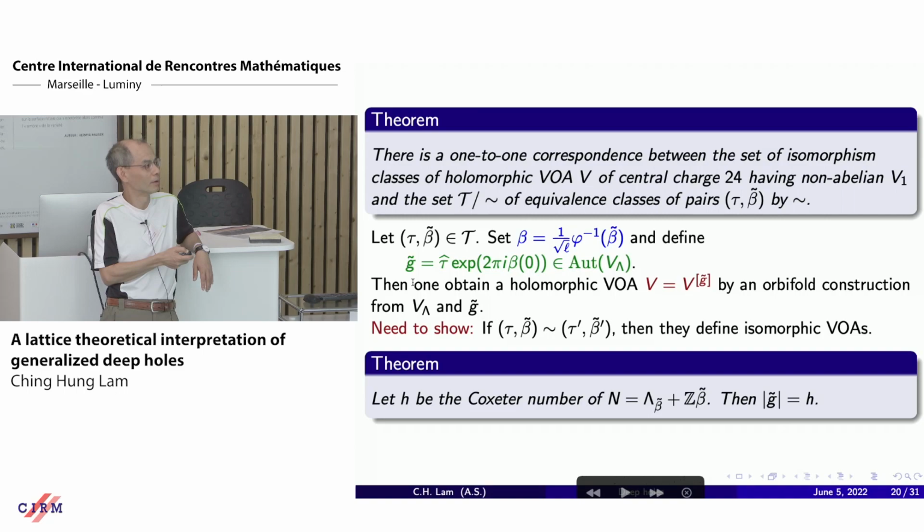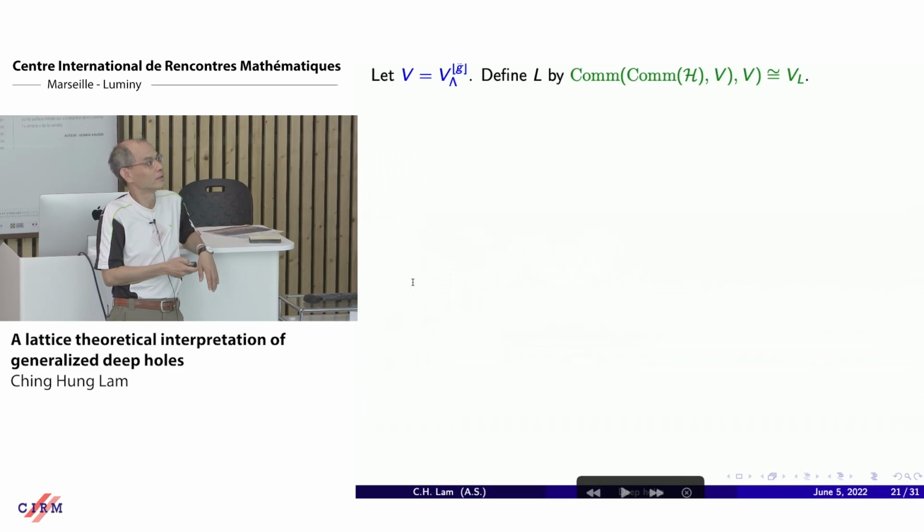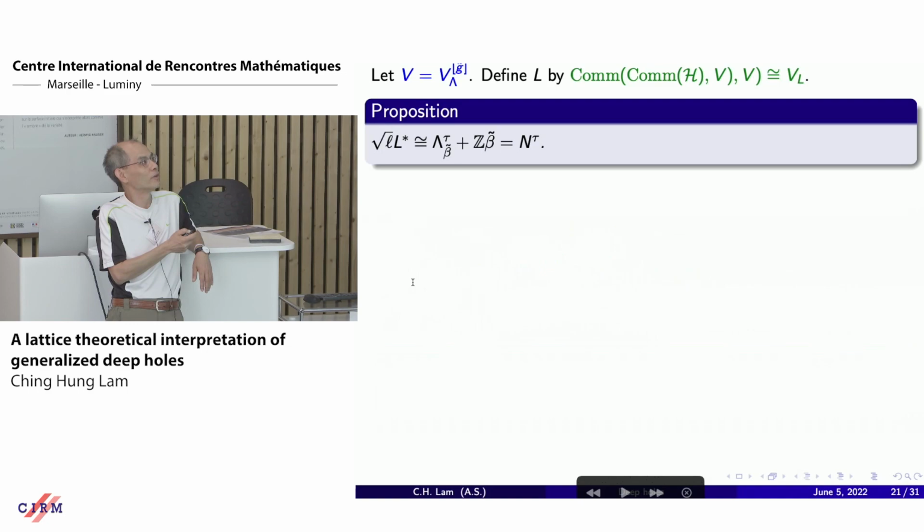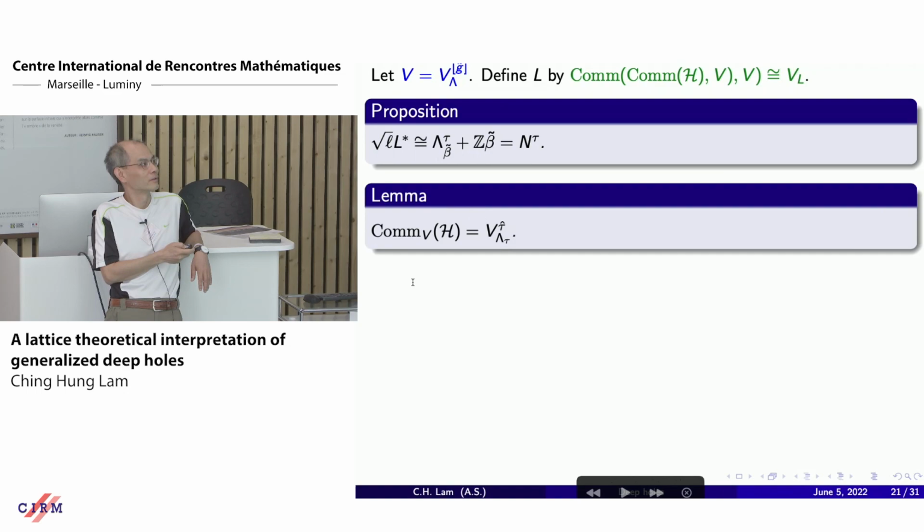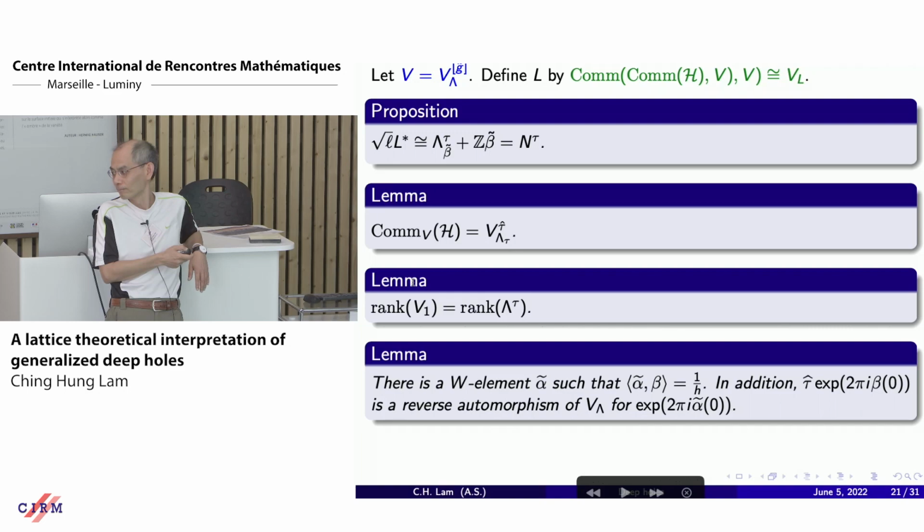For example, if h is the Coxeter number of my Niemeier lattice N, which comes from the deep hole d, beta, then the order of the automorphism I just defined will be exactly h, which is the same as what I did in the other direction. And then we can also consider the L, where now V is the VOA obtained by G tilde. But we still have the same result, so the square of L, L star, will be N tau. And then you can do whatever; you essentially get almost the same thing.